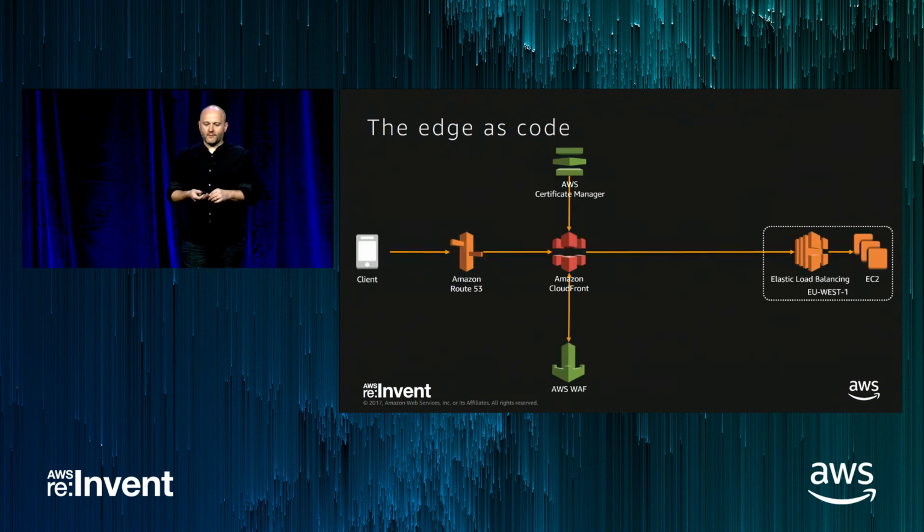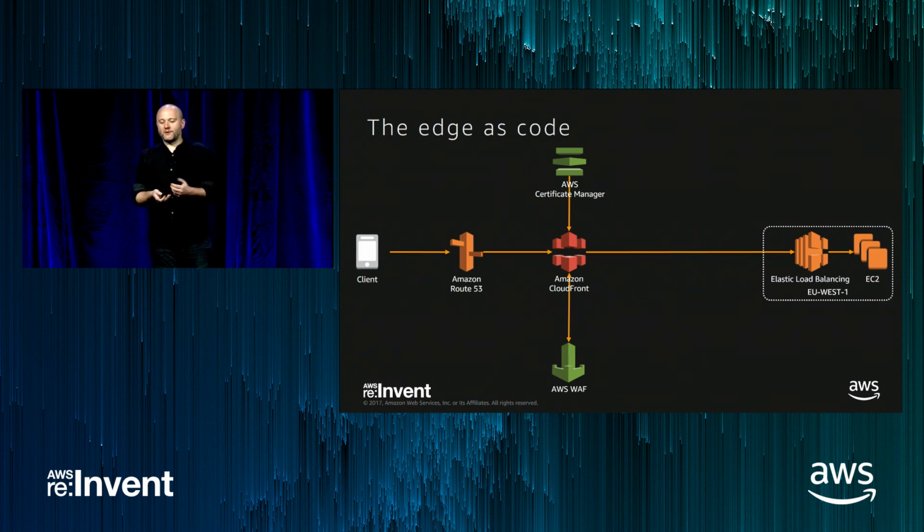So let's think about the edge as code. I've got an example here. It's fairly simple. I'm using Route 53 to host the domain name for the website. I've got CloudFront as the content delivery, serving the content. I'm using AWS WAF to protect my application, and I'm also using AWS Certificate Manager to provide an SSL/TLS certificate to my website.